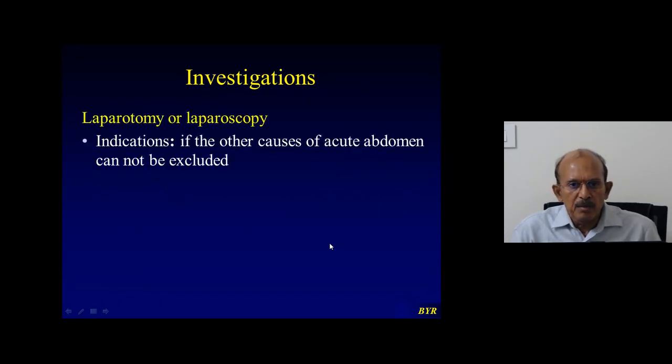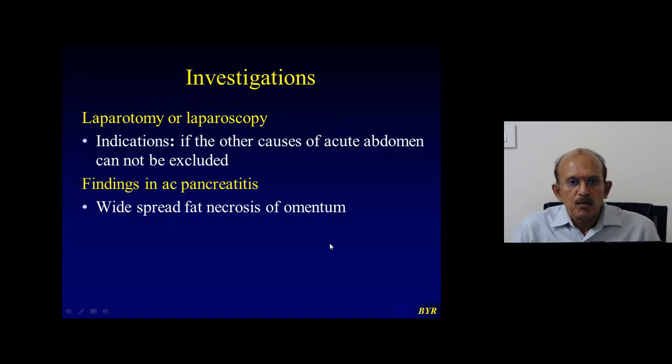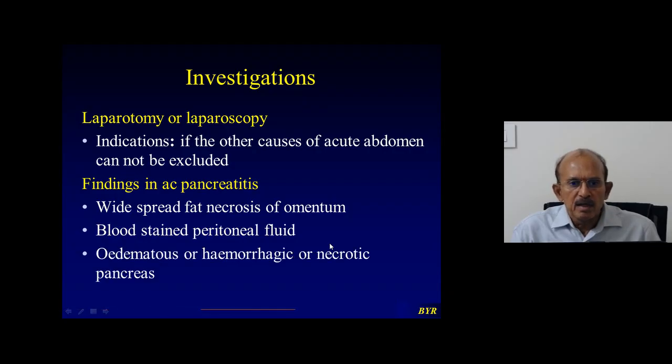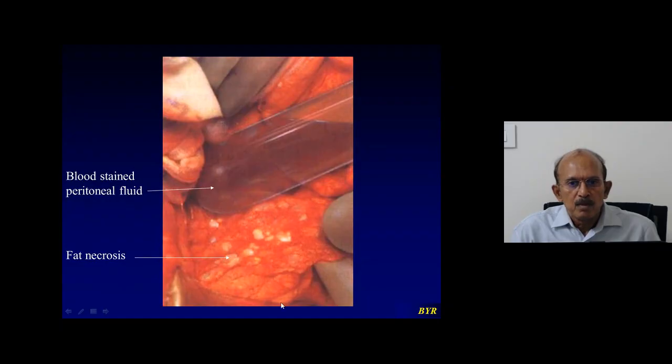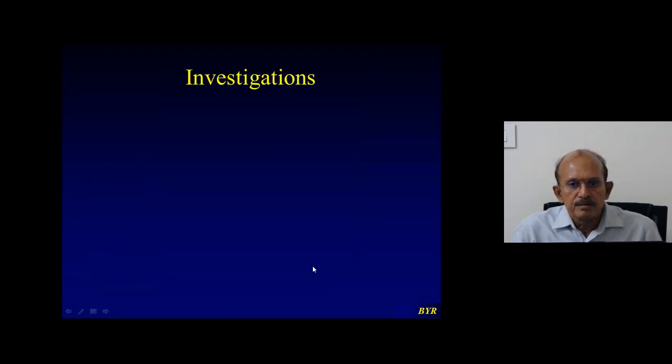Laparoscopy: if the other cause of acute abdomen cannot be excluded, then we have to do laparoscopy. If we do laparoscopy, the findings in acute pancreatitis are widespread fat necrosis, blood-stained peritoneal fluid, and an edematous or hemorrhagic or necrotic pancreas. So you will see fat necrosis as soap bubbles or wax bubbles, the fluid is blood-stained, and you will see an edematous pancreas. If hemorrhages or necrosis are there, you can make them out.